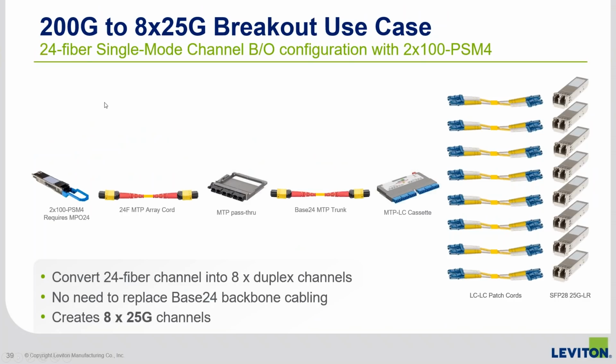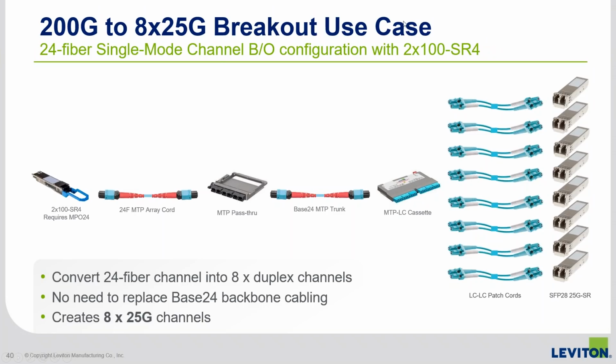Another one that we've seen, and would likely see become popular, is 200 gig down to 8 by 25 gig lanes. This is with the Cisco scenario. They introduced the 2 by 100 PSM4. It requires single mode, and does require the MPO24 single mode connection. That would go through your same backbone trunk cabling and break out to LCs on the other end. In this case, it'd be the SFP28, 25 gig channels. This is probably going to be an attractive option to lower the cost of the 25 gig lanes for the client.